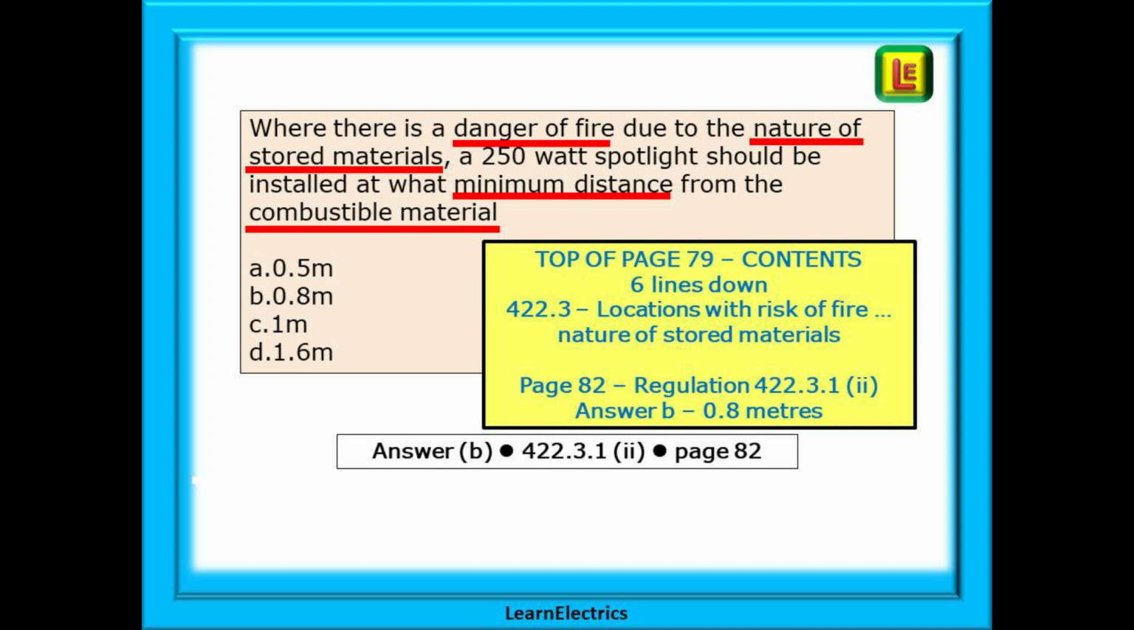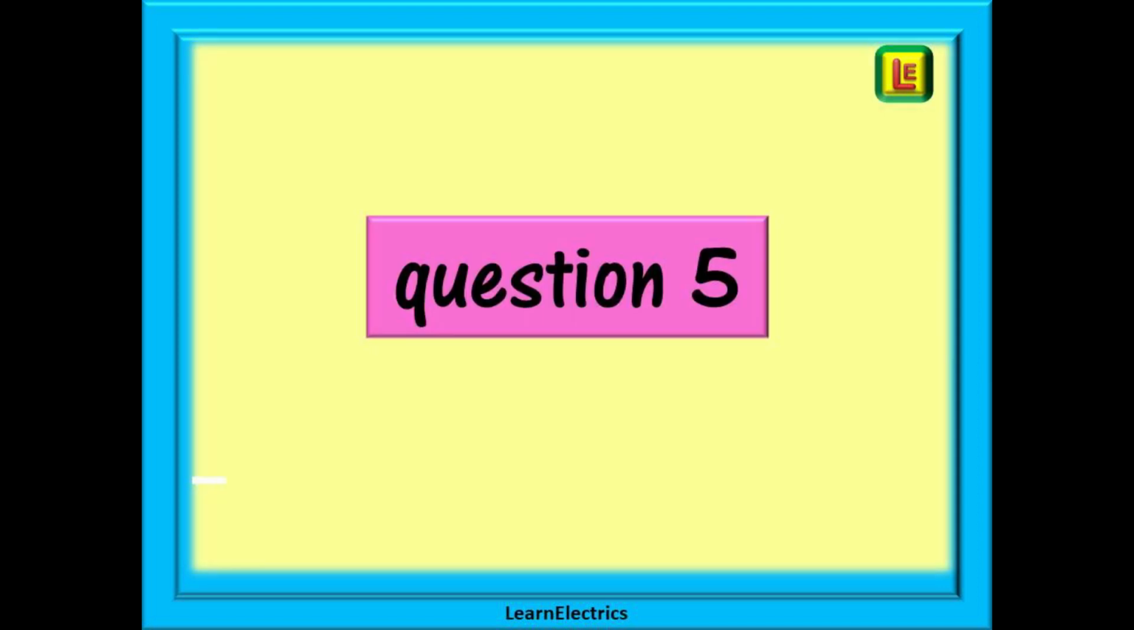6 lines down we will find an entry, 422.3 locations with risk of fire, and then it says nature of stored materials. On page 82 we will find regulation 422.3.1 number 2, and there is our answer as plain as anything. Answer B, 0.8 metres. And so to question 5, another massive section for questions, 25% again in the exam, and that is about 15 questions just on part 5.